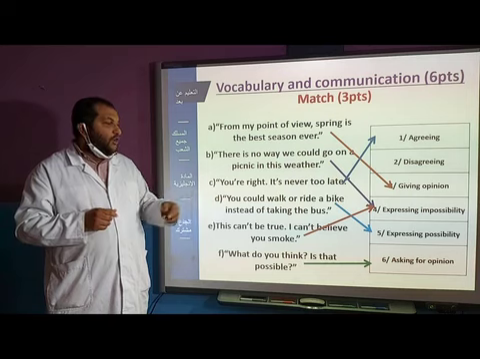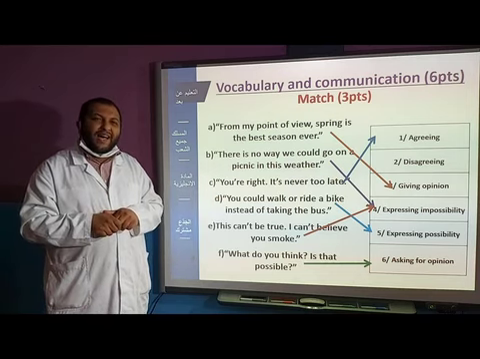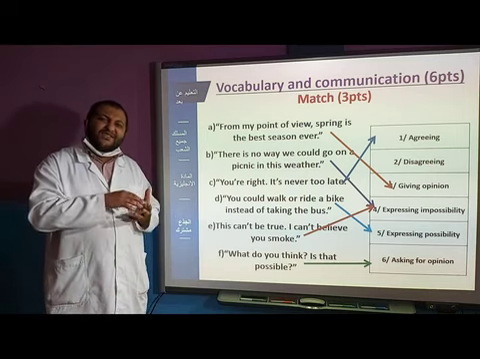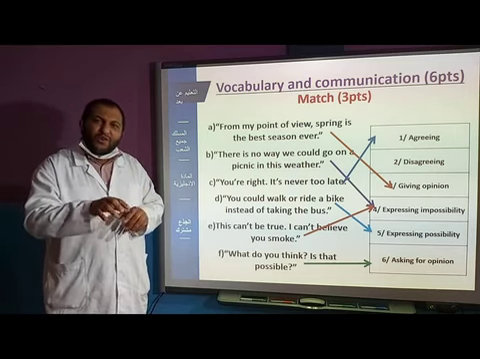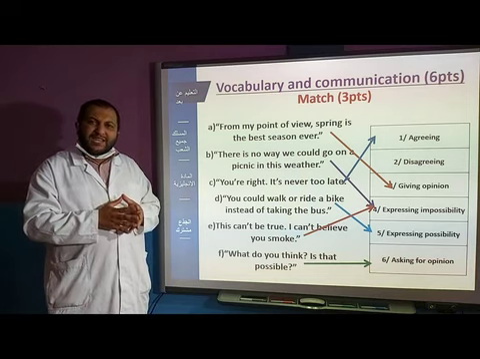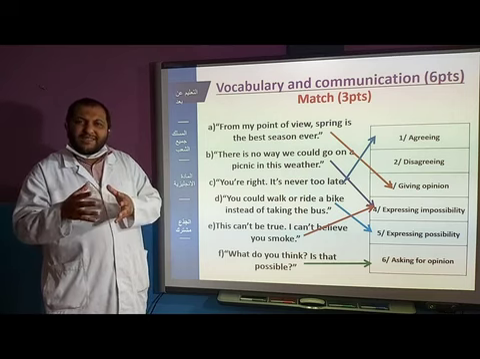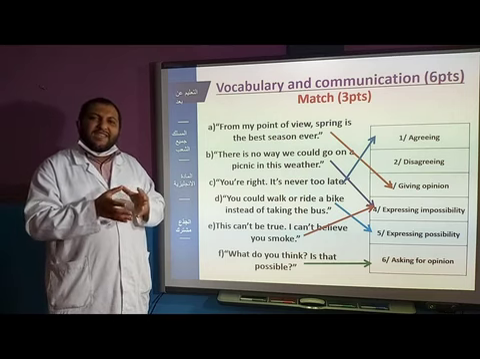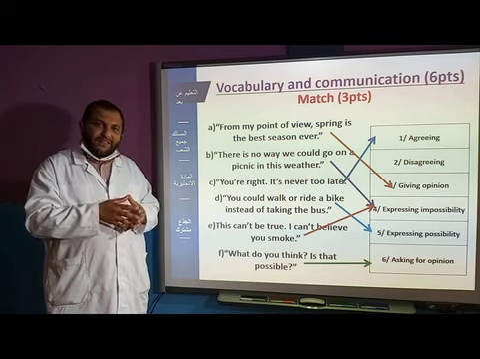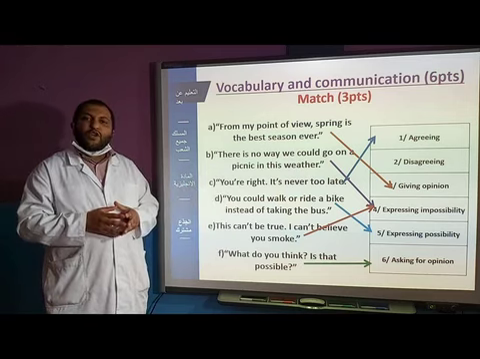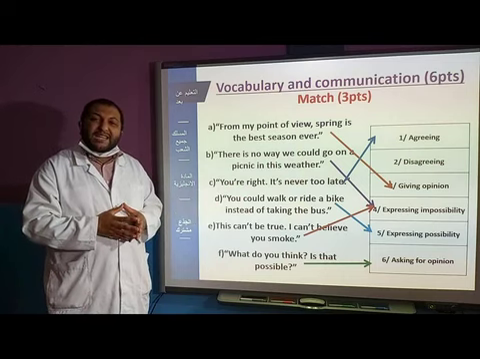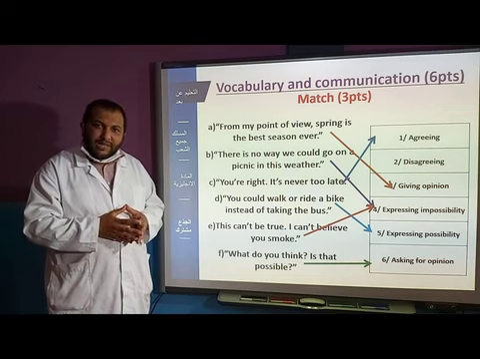Next, D. You could walk or ride a bike instead of taking the bus. Instead of taking the bus, you could walk or ride. What does it mean? It means that there is the possibility of walking instead of taking a bus. And the key word here is the modal verb could. As a result, we use could to express possibility. Okay?